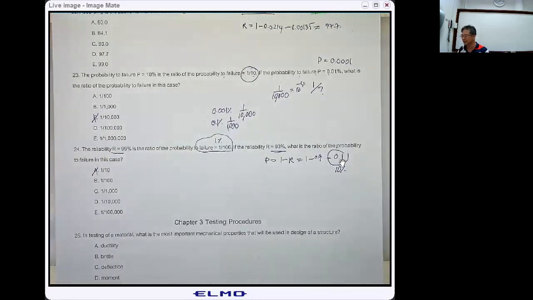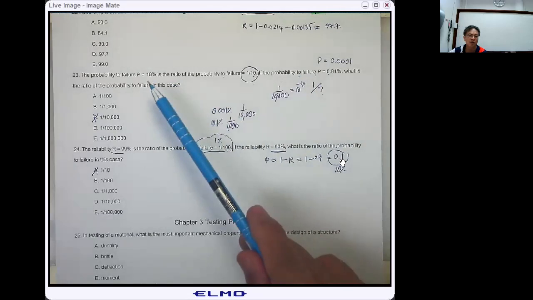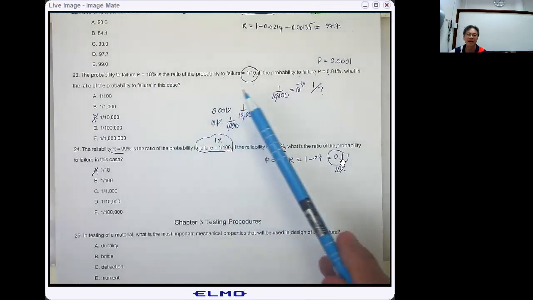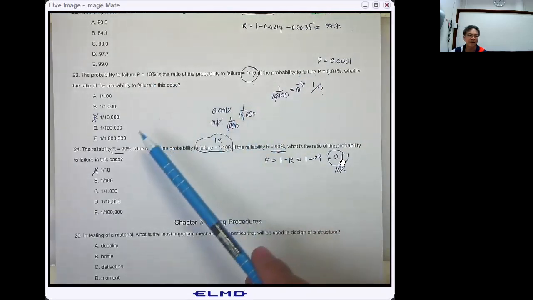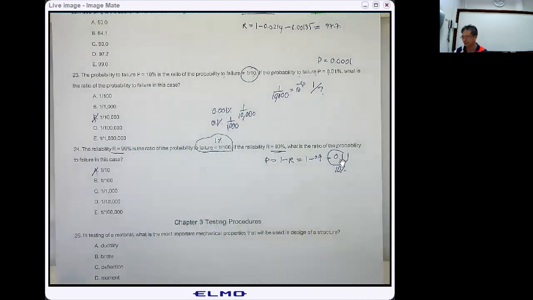That is all for chapter 2, and you're going to do some computation. I'm going to ask you to go back and check your understanding of the probability of failure P and the reliability R, where one equals P plus R. Coming next is chapter 3, the testing procedure.